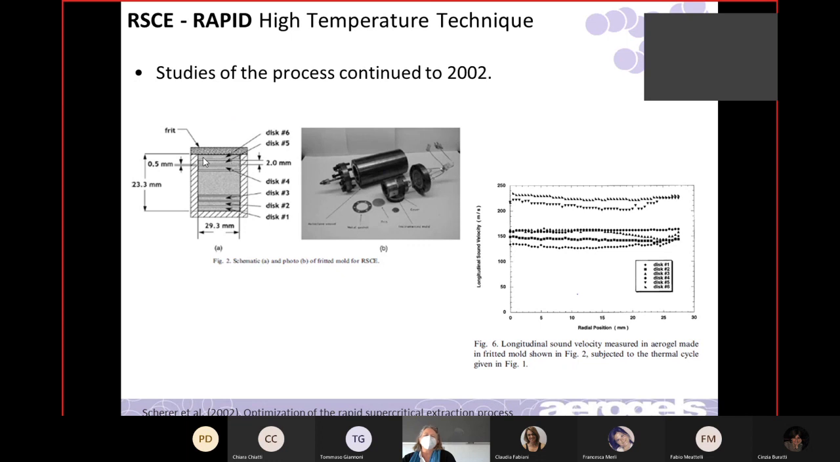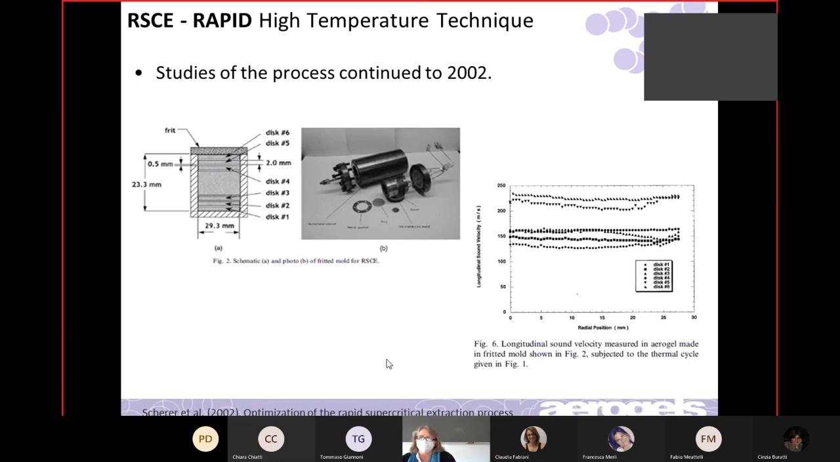This is a plot of the longitudinal sound velocity versus the radial position at different locations. From that, they were able to get some density information. They did some work optimizing that, but their last papers talk about funding running out, and they didn't continue it anymore.